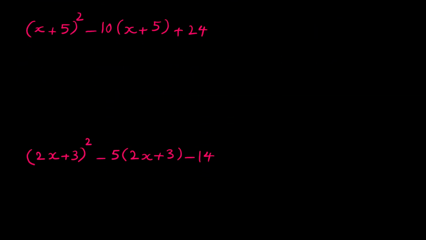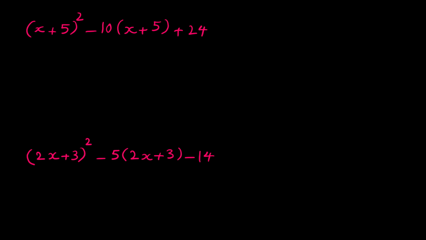Now look at these two examples. x plus 5 to the 2 minus 10 times x plus 5 plus 24. Here, the thing that we notice is that we have a bracket x plus 5, and this bracket is repeated, x plus 5, x plus 5. This is like a trinomial.